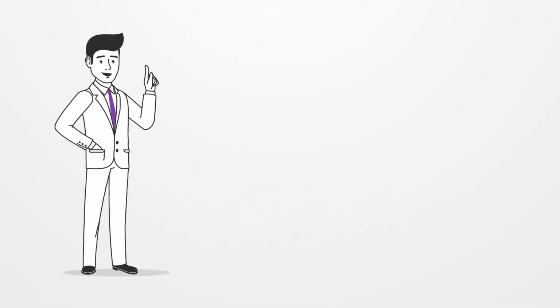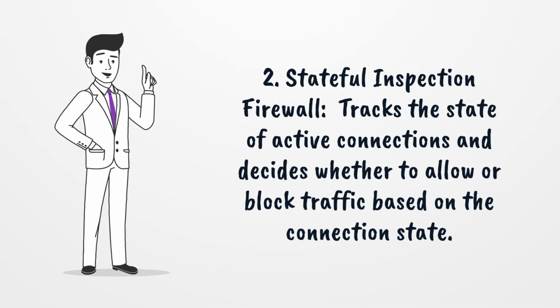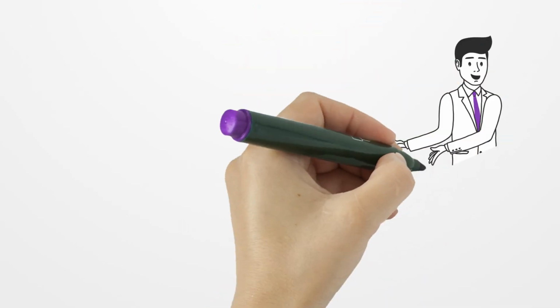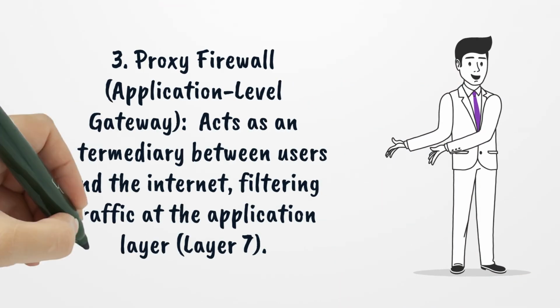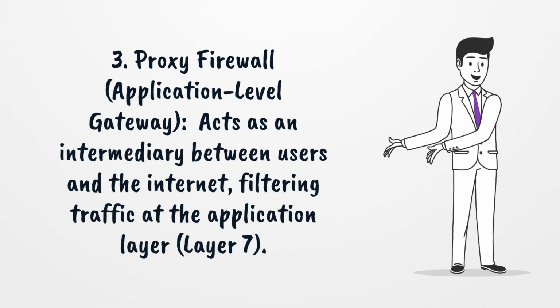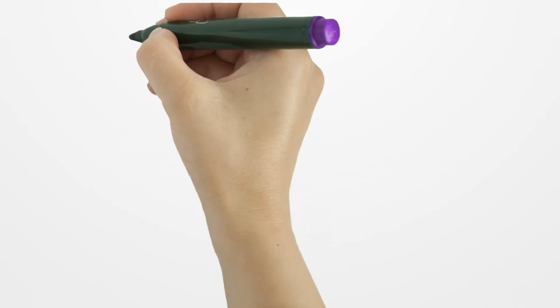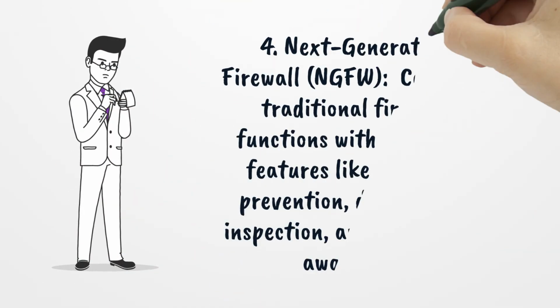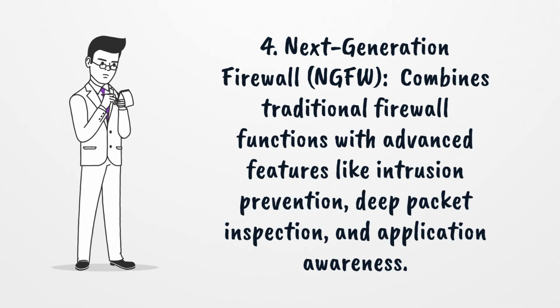2. Stateful inspection firewall. Tracks the state of active connections and decides whether to allow or block traffic based on the connection state. 3. Proxy firewall, application level gateway. Acts as an intermediary between users and the Internet, filtering traffic at the application layer, layer 7. 4. Next generation firewall, NGFW. Combines traditional firewall functions with advanced features like intrusion prevention, deep packet inspection, and application awareness.